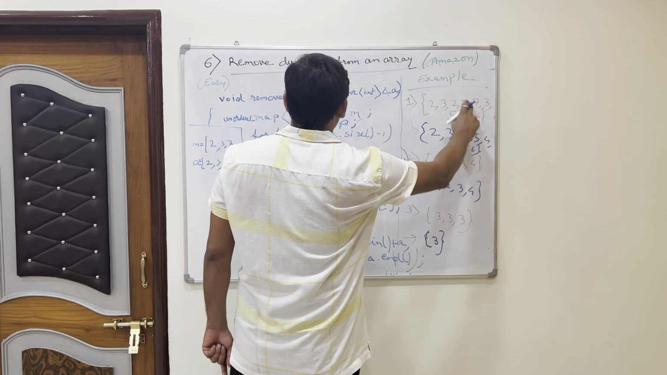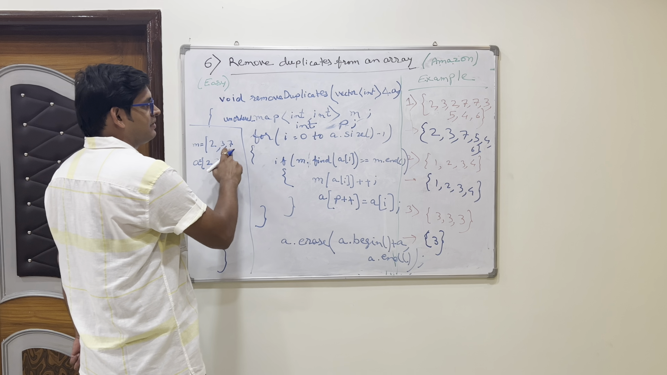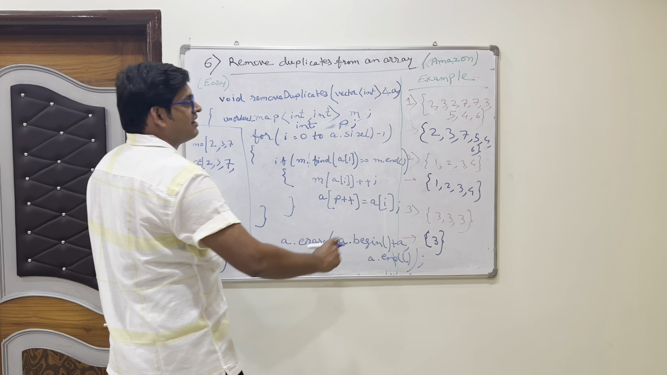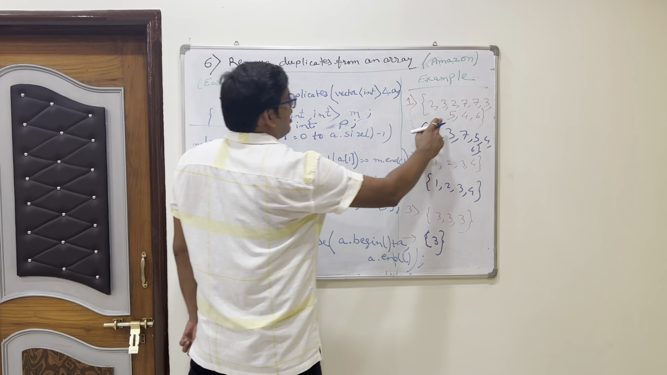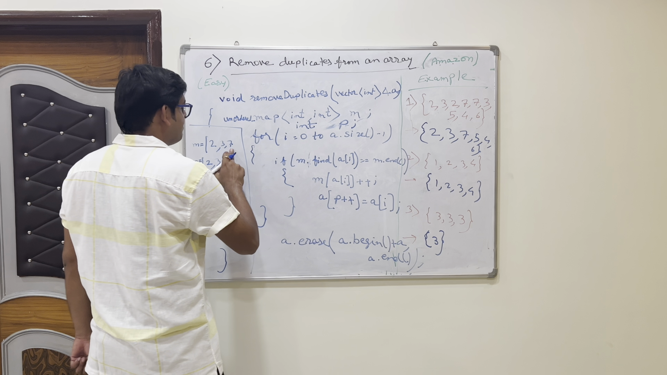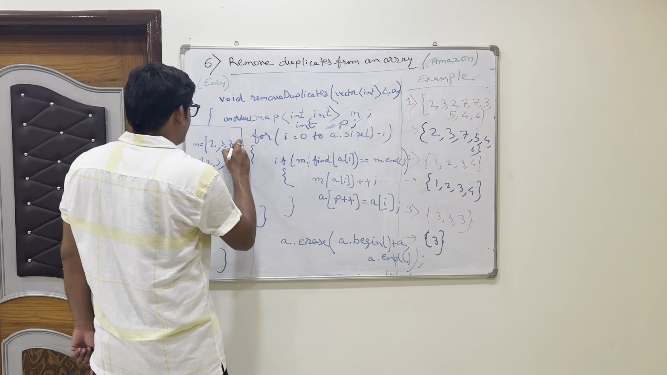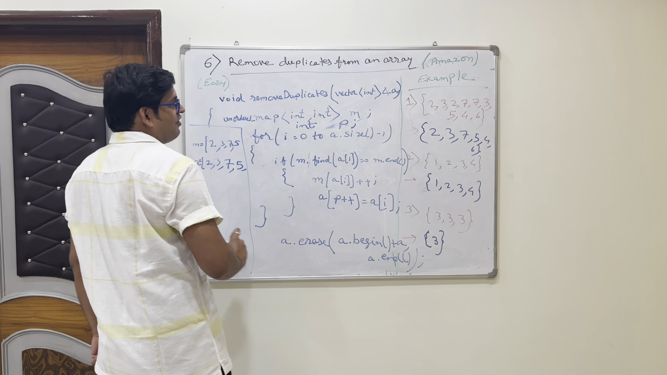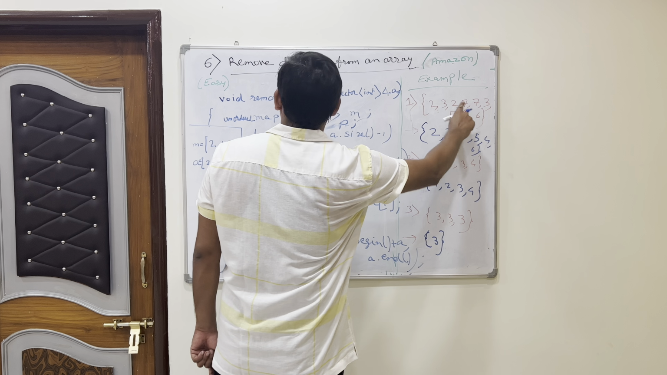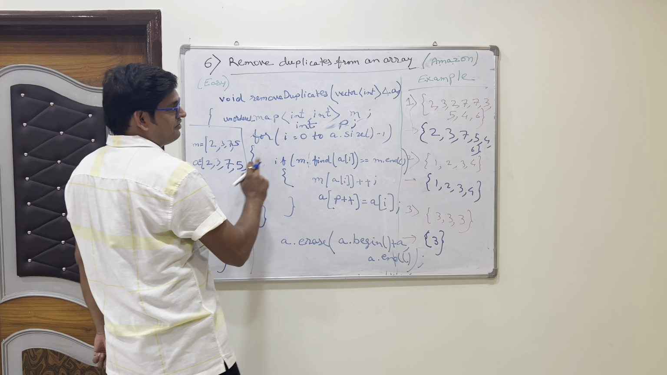Now again 7 has come, 7 is already there in the map. We are not going here. 3 has come, 3 is already there in the map. 5 has come, 5 is not there in the map. We will put it in the map. We will also update the A3 value to 5. So instead of 7, the A3 value is 5.